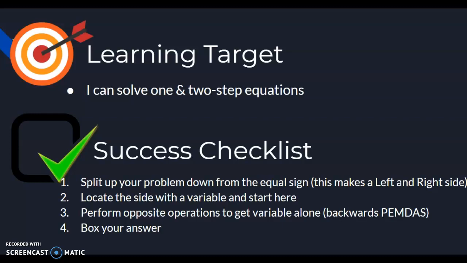Our learning target for today is to solve 1 and 2-step equations. The checklist, or the way we're going to accomplish that target, is by splitting up our problem down the middle, okay, from the equal sign, so that way we have a left side and a right side. We're going to locate the side that has the variable, and that's where we're going to start, okay? We're going to perform opposite operations, so that way we're able to get our variable alone or by itself.